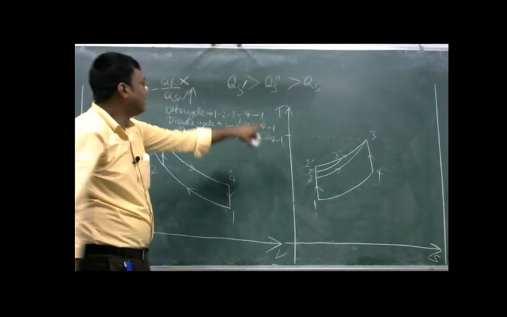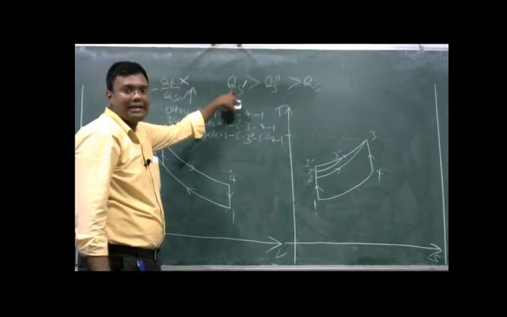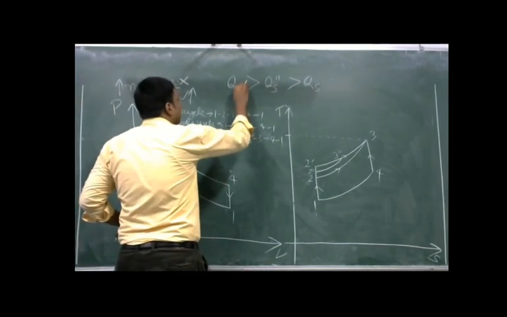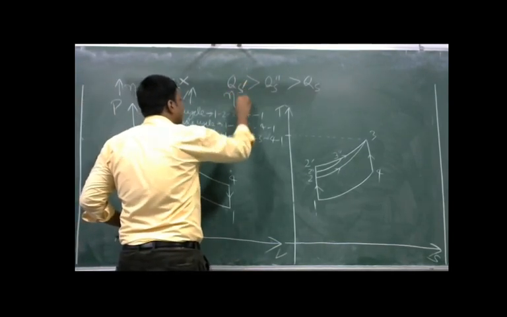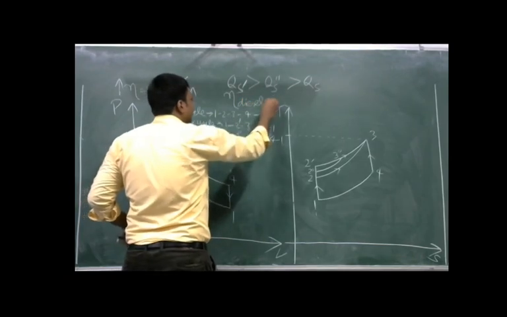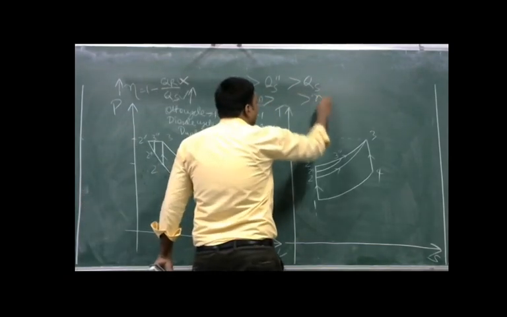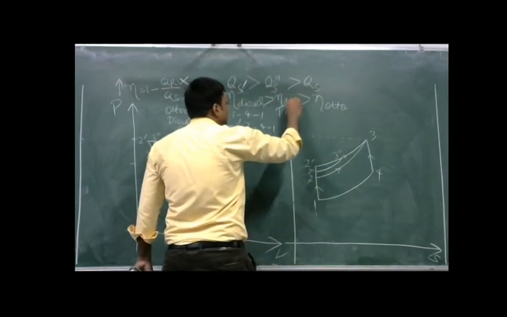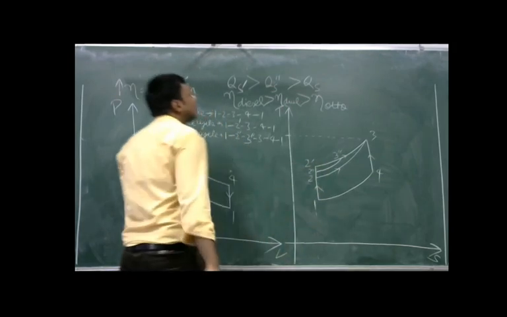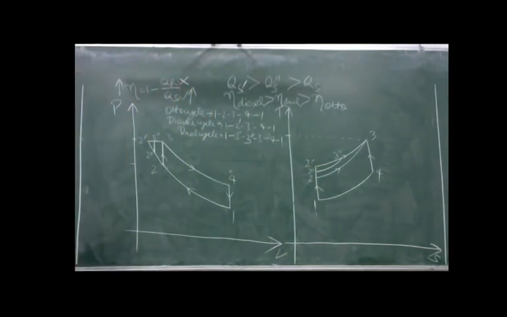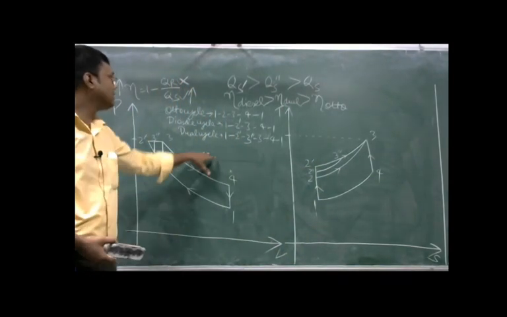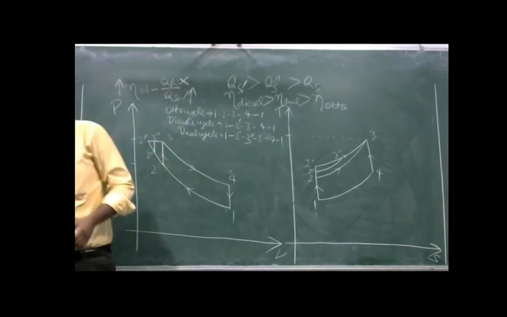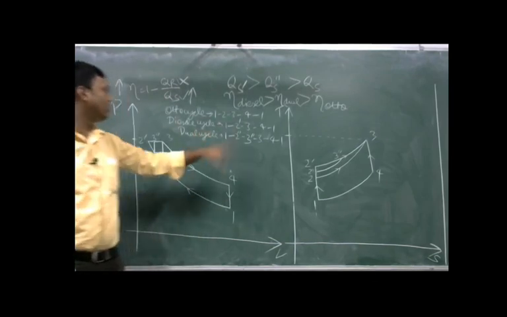Now in this case, heat addition is maximum for the diesel cycle, so efficiency will be maximum for the diesel cycle. So this is the first case where efficiency is maximum for the diesel cycle. Eta diesel will be maximum, eta Otto will be minimum, and eta dual comes between these two. In this way we can analyze the efficiency of all these three cycles.